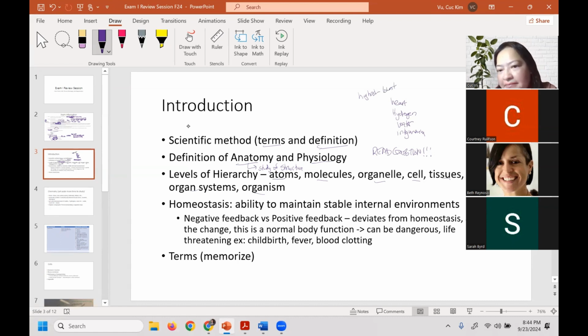What would be first? The integumentary system. Yes, ma'am. Followed by? The heart. Keep going. Then water and then hydrogen. That's right. Organ system, organ, molecule, atom.